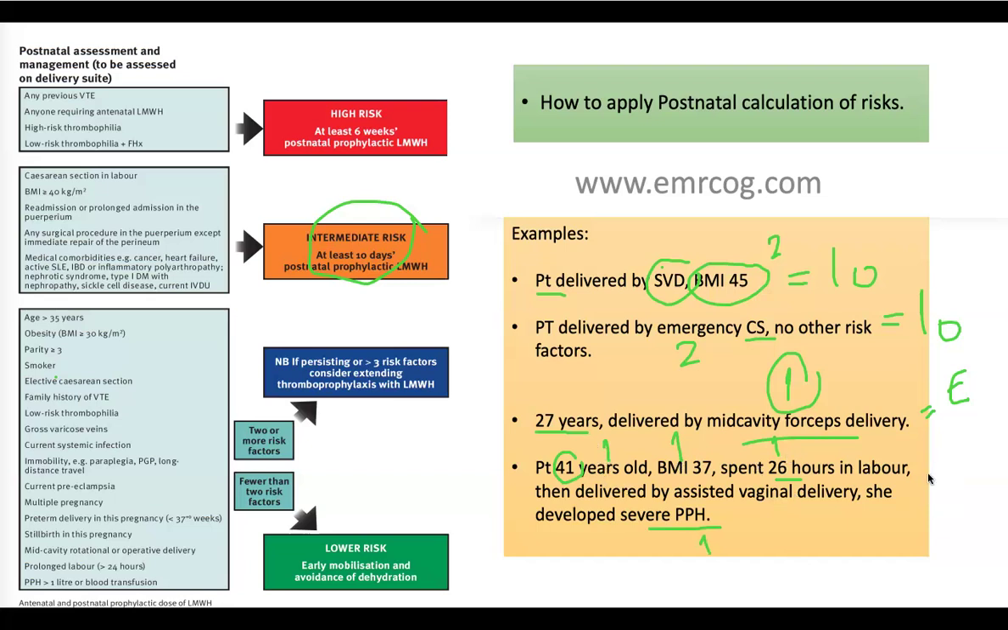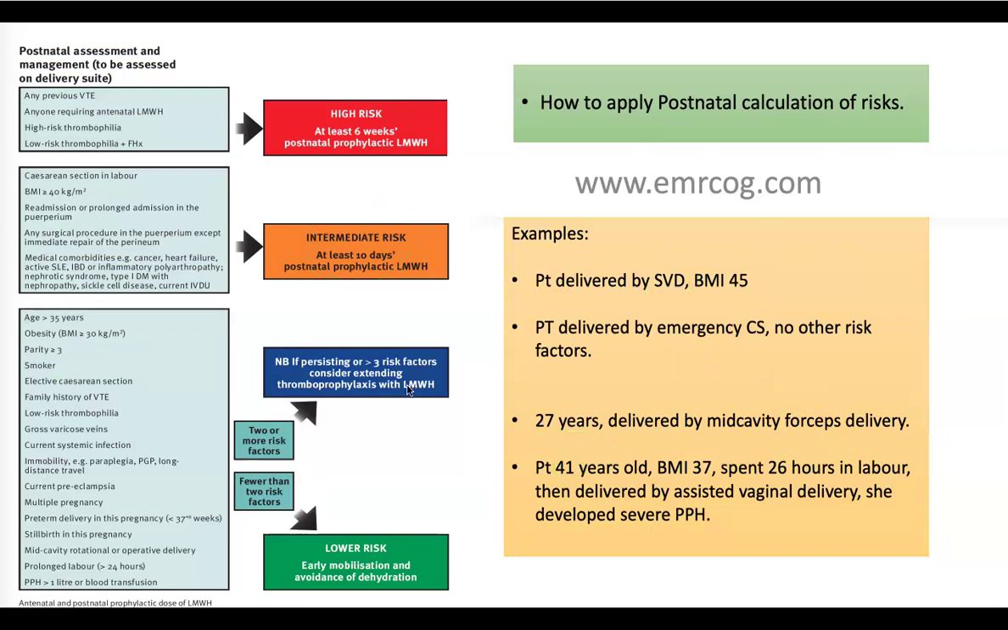It's 4. So if it is 4, because here in the guideline they said if more than 3 risk factors, consider extending thromboprophylaxis with low molecular weight heparin, right? So extend the use of low molecular weight heparin. This is the answer for that question, okay? So just people apply it, please. Apply it the same, and don't forget, the risk factors are already given there, so you don't need to study it from here, or otherwise you are confusing yourself, okay?